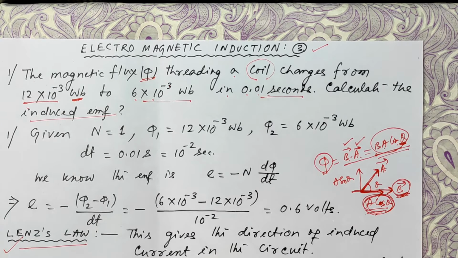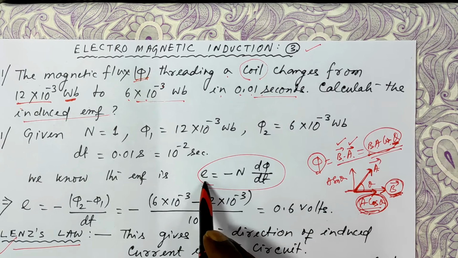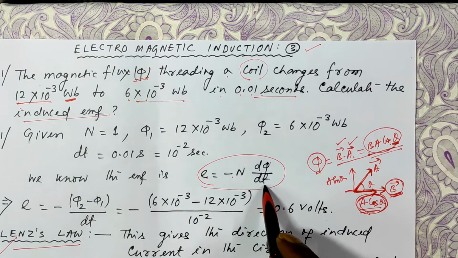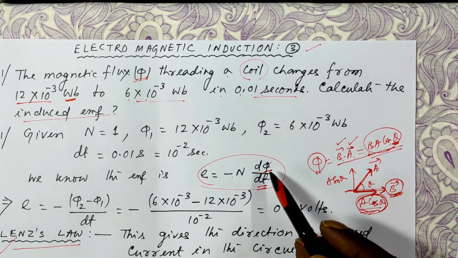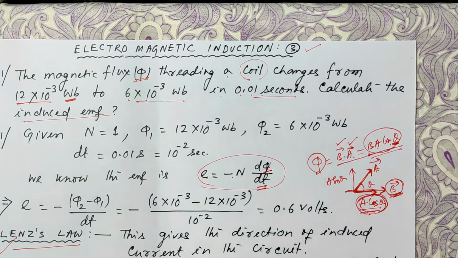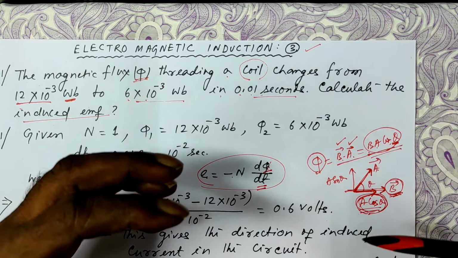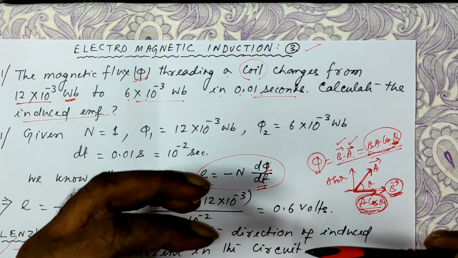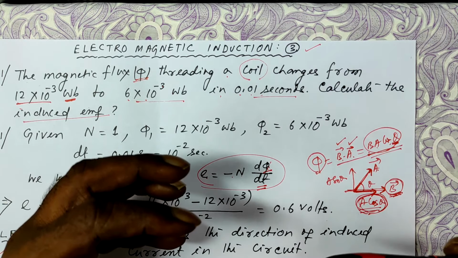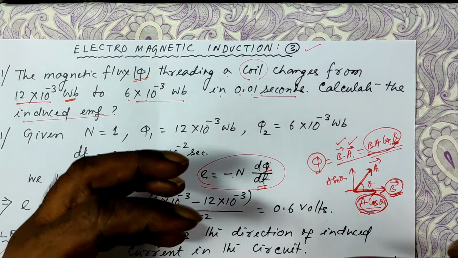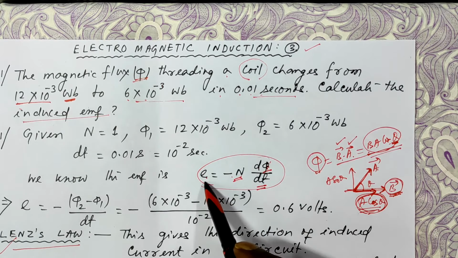In the last lesson, we had derived the induced EMF in a conductor: E was equal to minus n d phi by dt, where phi is the flux, and this is how the flux is changing with respect to time. If phi is constant, means the coil is fixed, at rest, the magnet is at rest, means there is no relative motion. So there is flux, but there is no change of flux. Since the flux is constant, the derivative of a constant is 0, so EMF is 0.